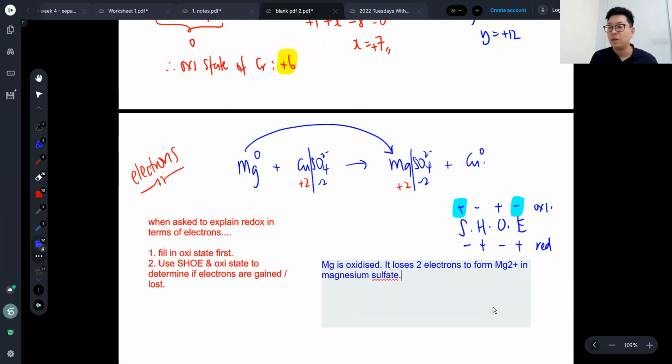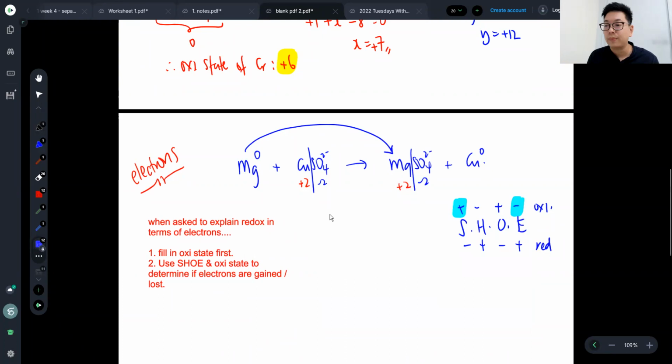That's it. As long as the examiner sees it's oxidized, okay, I know what you're doing. And how come it's oxidized? Because it loses 2 electrons. Done. Am I really able to visualize what's happening? Well, I can, but if you cannot, never mind. Use the SHOE to kind of play cheat.